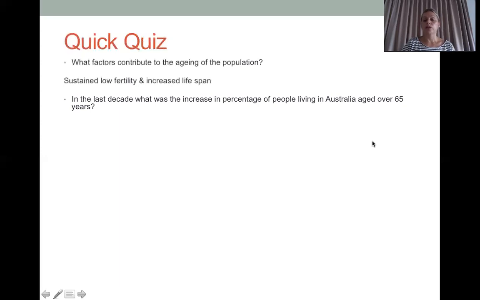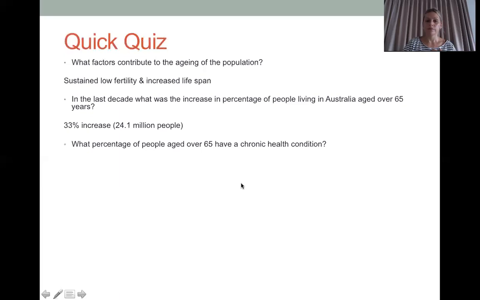Next question. In the last decade, what was the increase in percentage of people living in Australia aged over 65 years? Sir, to my left? Yes, 33% increase. Population currently at 24.1 million. Okay, let's move on to the next question. What percentage of people aged over 65 have a chronic health condition? No one knows? That was a tricky one. 87%. The vast majority of people over the age of 65 are living with one of those 8 chronic health conditions.